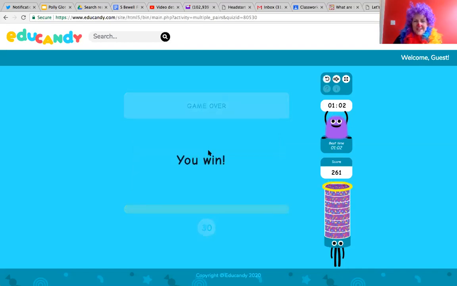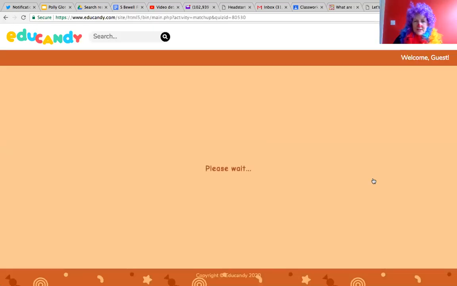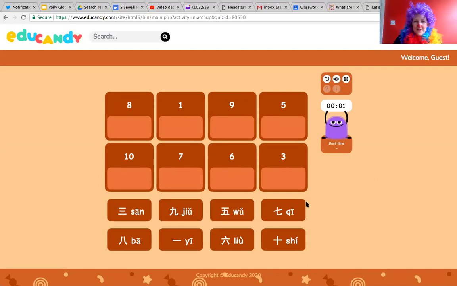Game over, you win. So you see, it's a nice, simple game just to see if you can work out which one out of the 4 choices is the correct answer. Now, if I have a look at matchup, for example, this is a tricky one, but it will help you to practice. So the idea is that you have got lots of numbers here. So let's start with a nice easy one. Yī, we're going to match up with 1.